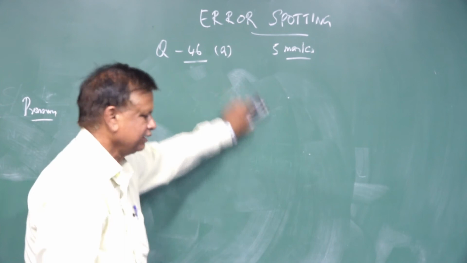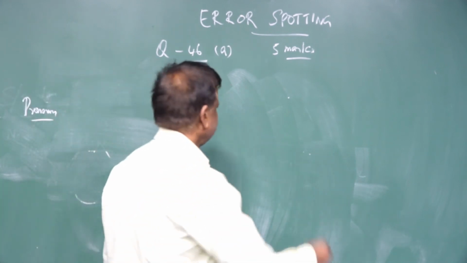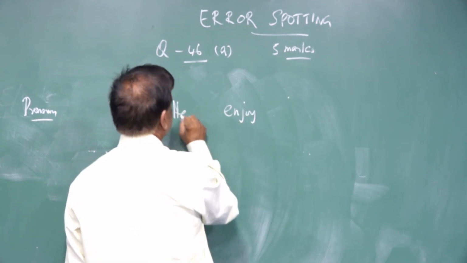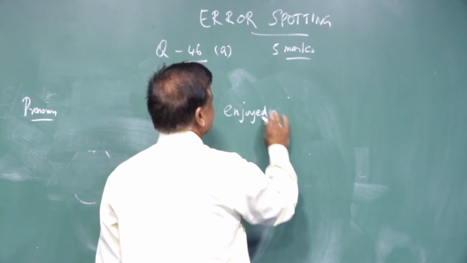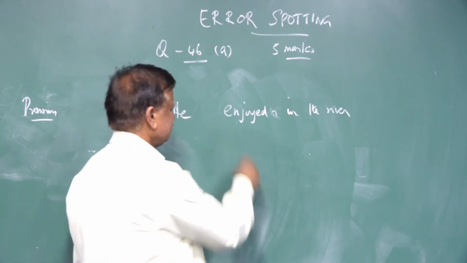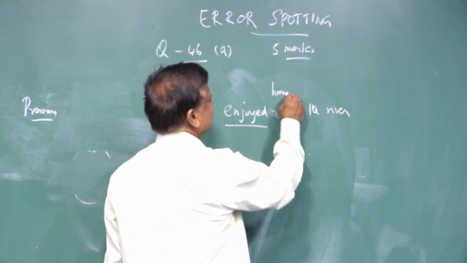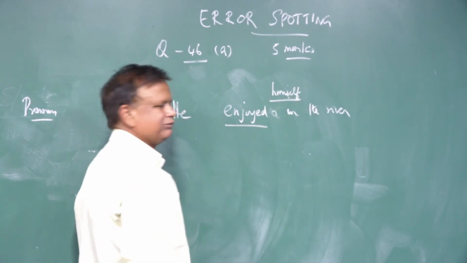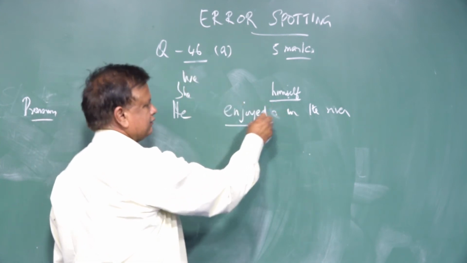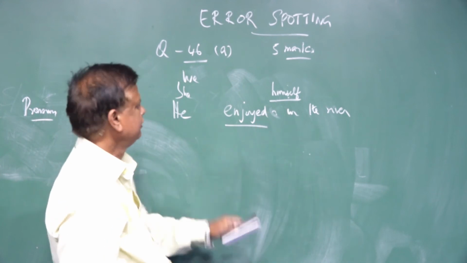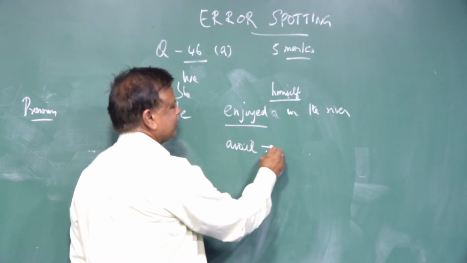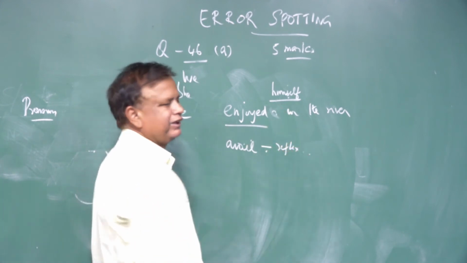And the last thing in the pronoun is you have to be careful. Enjoy, in this word enjoy. He enjoyed in the river. Here, he enjoyed. I have to use a reflexive pronoun, himself. He enjoyed himself. Suppose it is she, it will be herself. We, ourselves. They, themselves. Enjoy, avail, all these things will carry reflexive pronouns. Reflexive pronouns will be following these words.